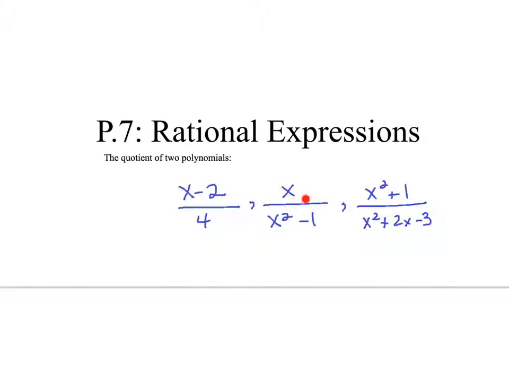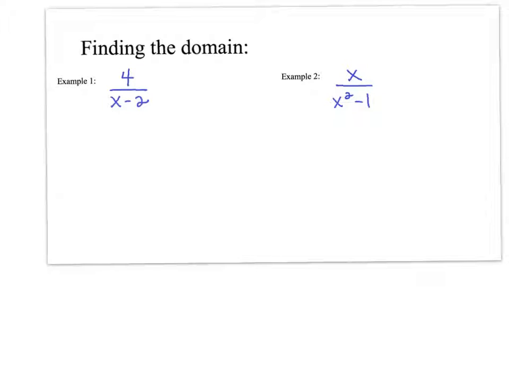In this case, it is a monomial by a binomial. And in the last case, it's a binomial by a trinomial. So you're always dividing one expression by another expression, and that's what creates a rational expression. First of all, whenever you are dividing by an expression, you have to remember that whatever you are dividing by cannot equal 0.